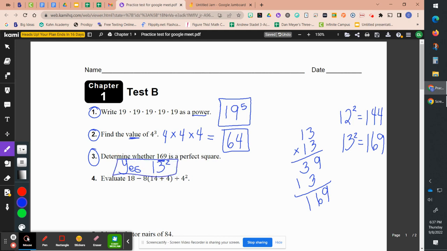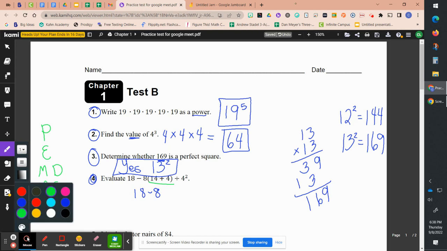Notice how I'm putting a box around all my answers. The next question says evaluate. This looks an awful lot like one of these order of operation questions. So I'm going to go ahead and take care of what's in parentheses first, that part that I underlined. So I have 18, subtract 8. Now, there is no operating symbol right here. But anytime a number is next to a parentheses, we know it's multiplied.